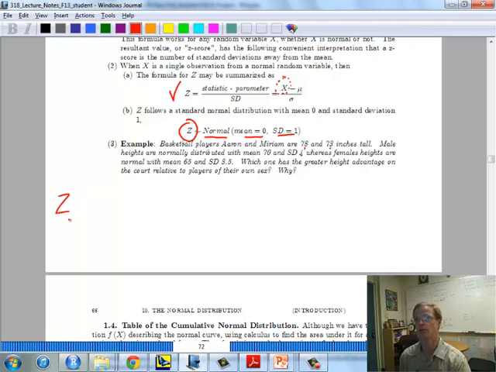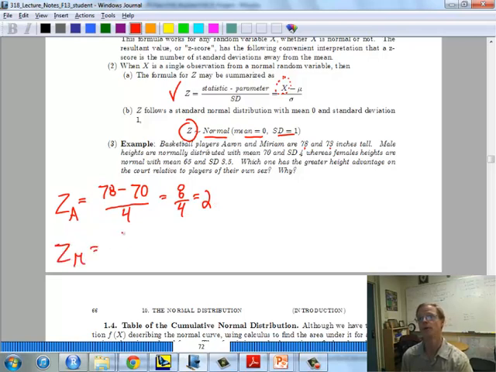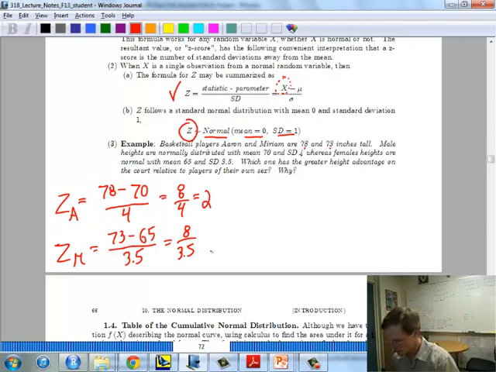So the z-score for Aaron is going to be 78 minus the male mean, which is 70, divided by the male standard deviation, which is 4. So Aaron comes in here at 8 over 4, which is 2, whereas Miriam comes in at 73 inches tall, 65 mean, with a 3.5 standard error. So she is 8 over 3.5, which is 2.29.